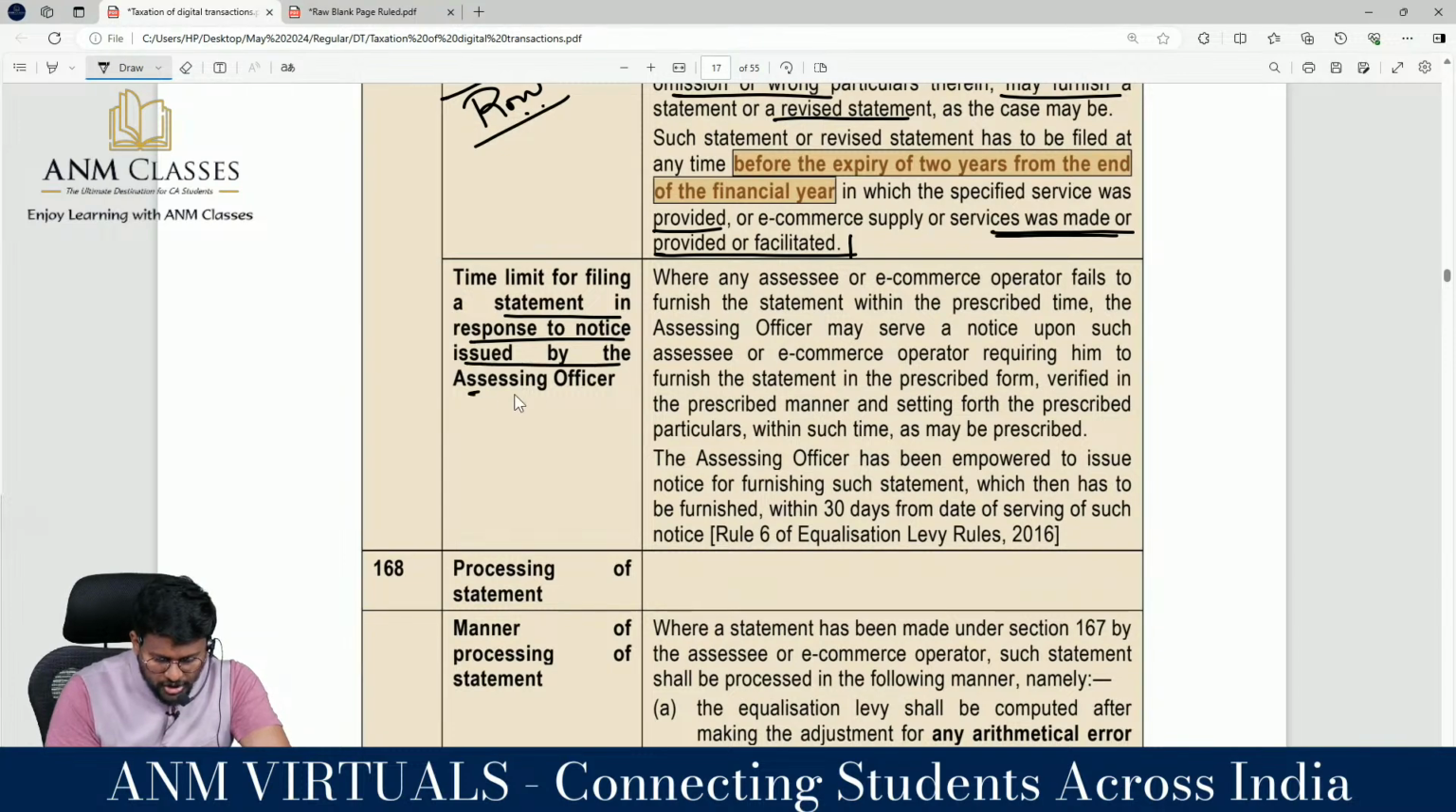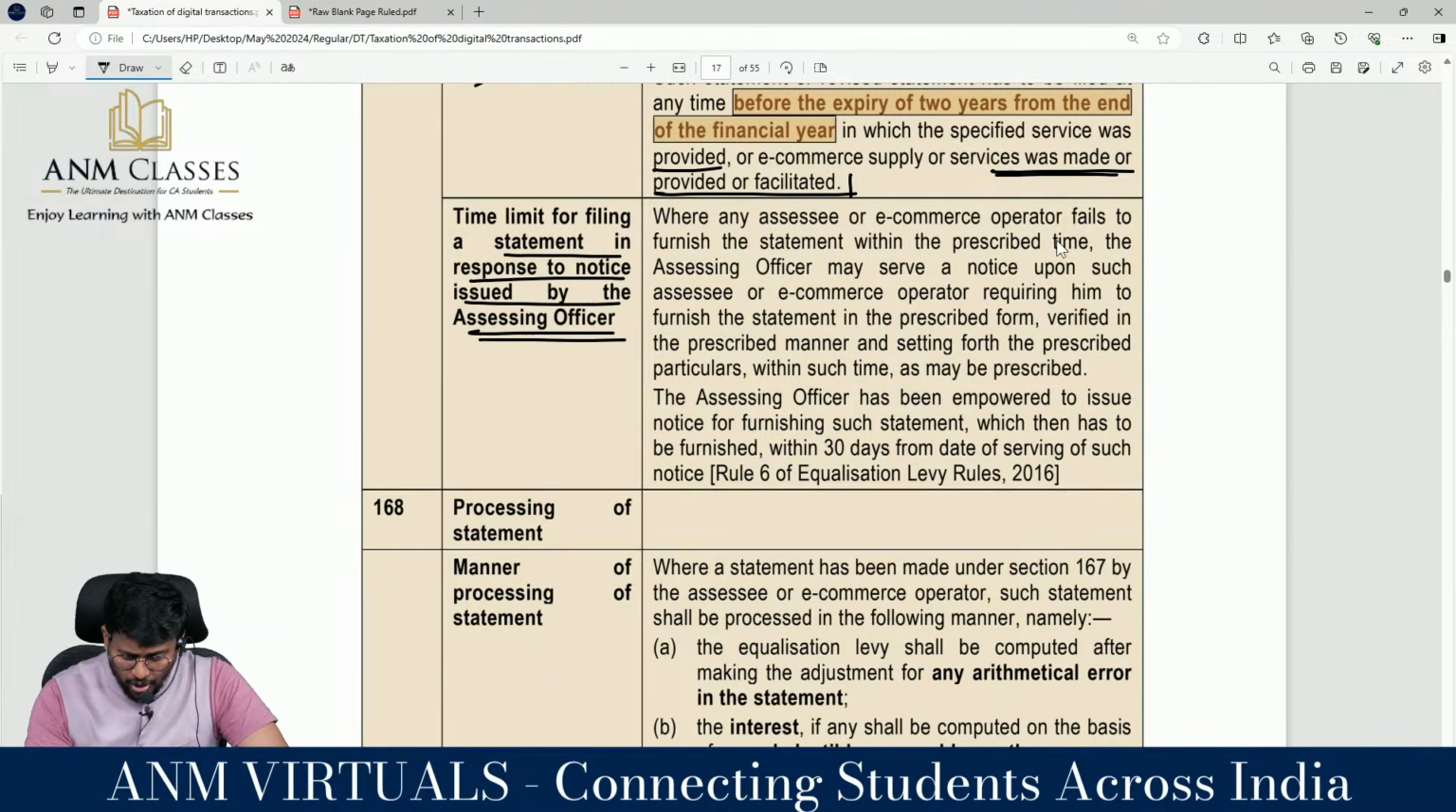Two years from the end of the financial year in which the time limit for filing a statement in response to notice issued by whom? So where any assessee or e-commerce operator fails to furnish the statement within the prescribed time. What is the time? 30th June.